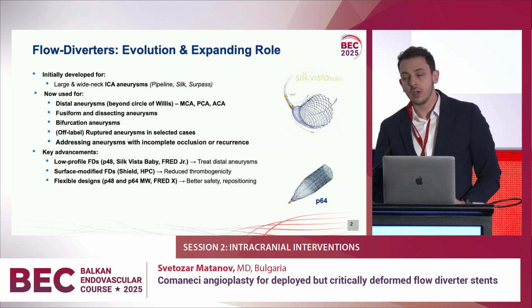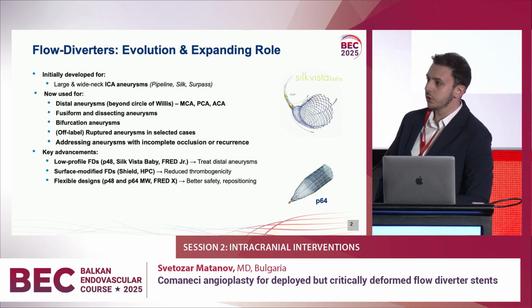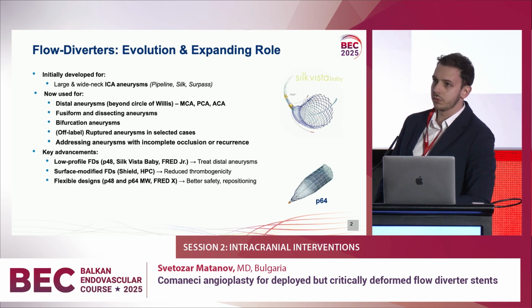With that, let's begin. We all know how flow diverters were developed and what their purpose is. They were initially developed for treating mainly large ICA aneurysms with a wide neck. Currently, flow diverters can be used for treating distal aneurysms beyond the circle of Willis, also fusiform and dissecting aneurysms, also bifurcation aneurysms. They also have off-label use in treating ruptured cases, and of course, they are a final option for treating aneurysm recurrence or aneurysms that have incomplete occlusion.